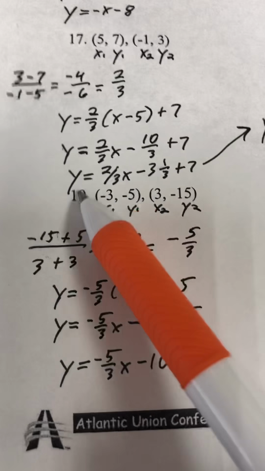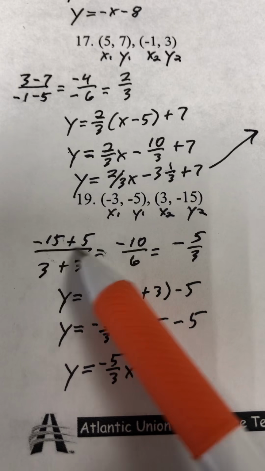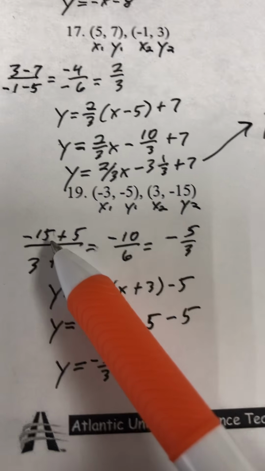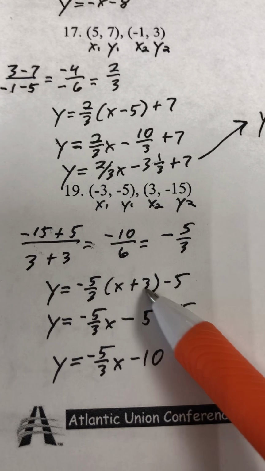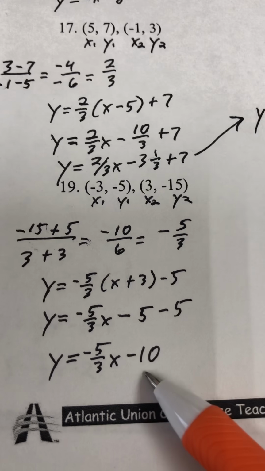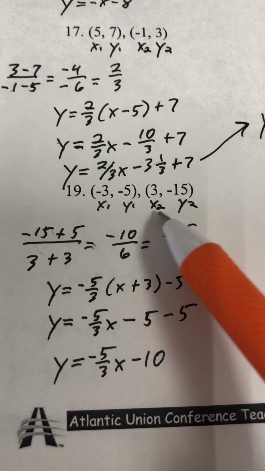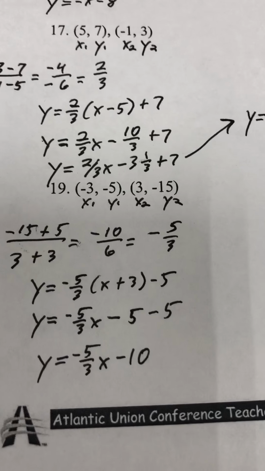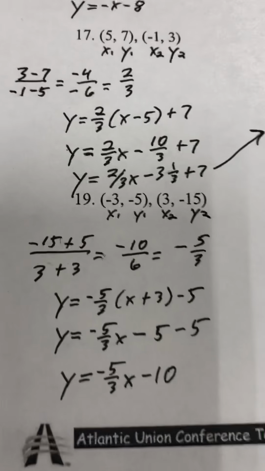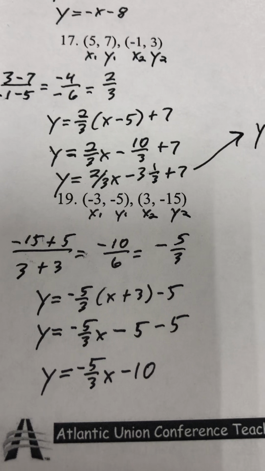And then the last one, number 19, I label them and I figure out my slope. Then I plug in my slope, put in my x1 and my y1. By the way, if you chose these two and plugged in these two numbers instead, you would get the same answer, which is pretty cool because they're points that are on the same line. If you need any further help, make sure to zoom in on me.